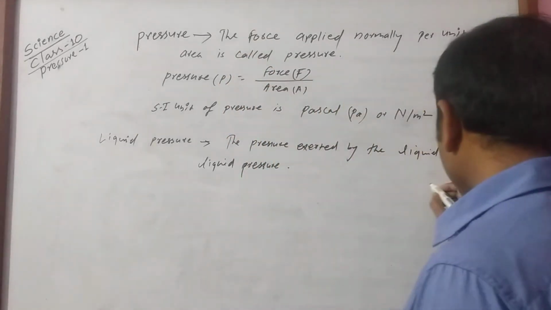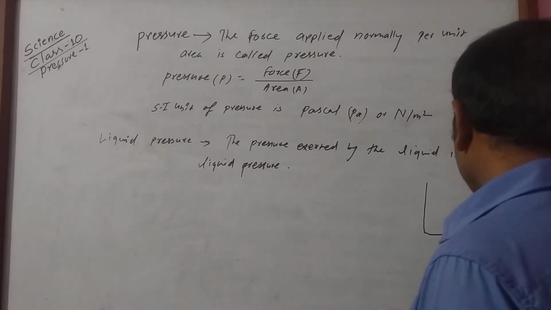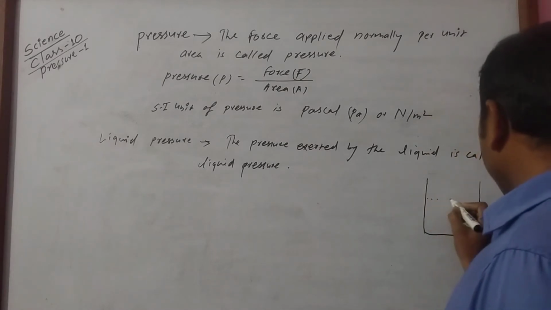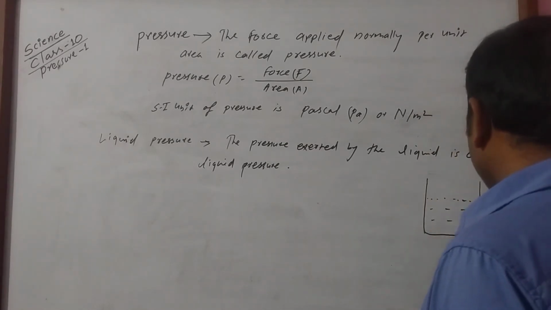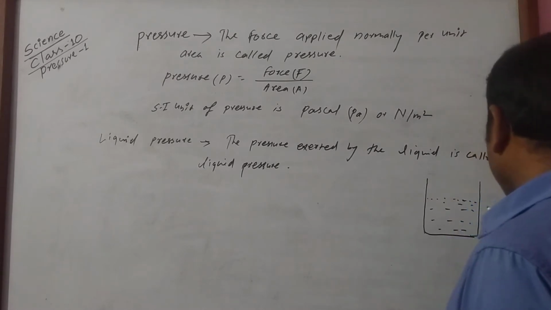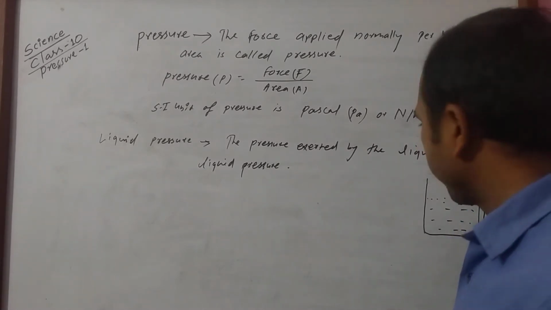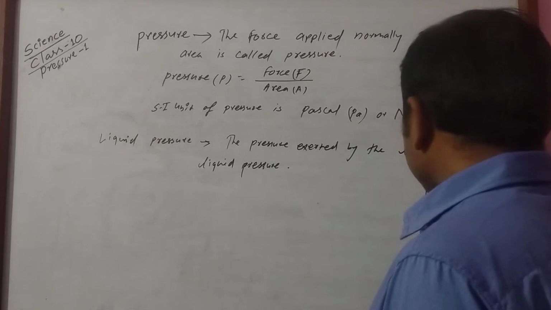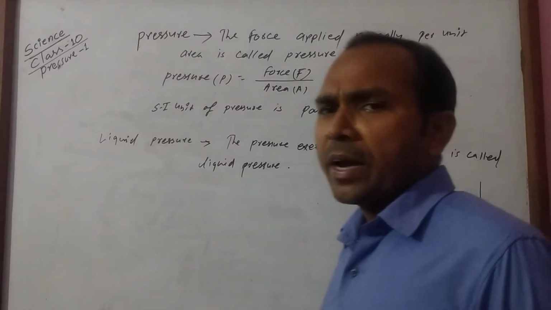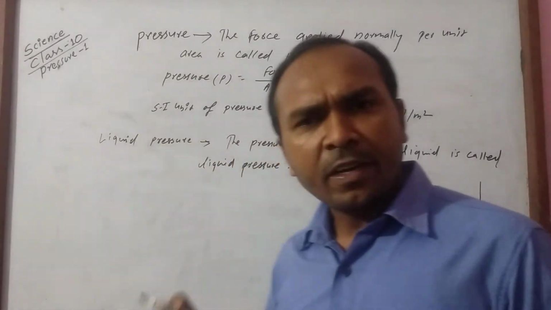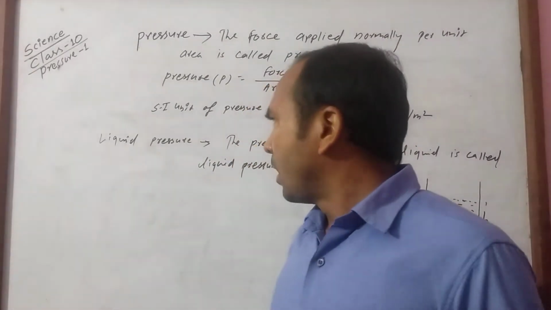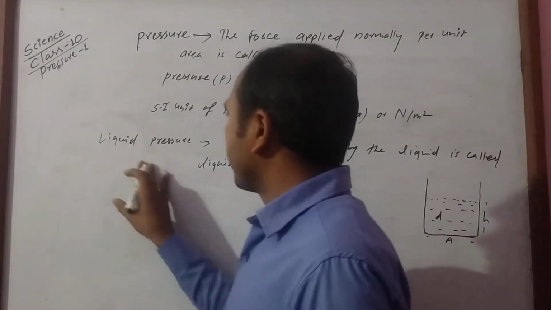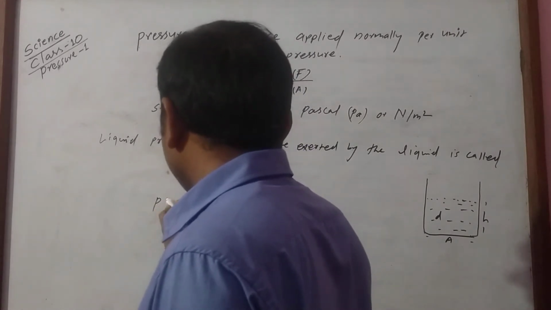Like suppose here is a beaker and we fill water to the H level, and the area of cross section is A and density is D, then what may be the value of liquid pressure? We already know from previous, lower classes, P is equal to hdg. Then I am going to write directly here: P is equal to pressure, meaning liquid pressure.